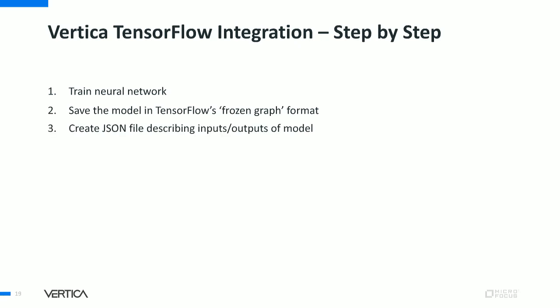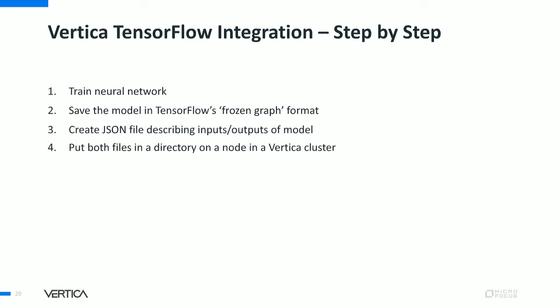The third step is to create a small, simple JSON file describing the inputs and outputs of the model and what data type they are, et cetera. And this is needed for Vertica to be able to translate from TensorFlow land into Vertica SQL land so that it can use a SQL table instead of the inputs that TensorFlow usually takes.